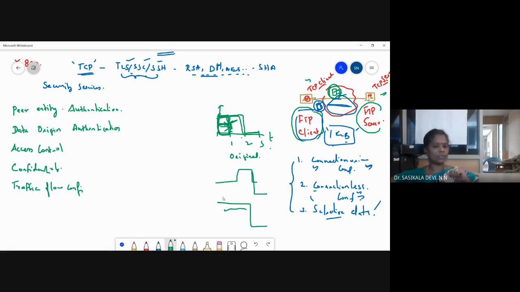We'll talk about the mechanism later. Traffic flow confidentiality is to hide the traffic flow over the network, because most asymmetric cryptography is broken by using traffic flow analysis. Traffic flow analysis gives a detailed flow to the intruder or hacker to break asymmetric cryptography. So traffic flow confidentiality is the next service required for networks, specifically the internet.